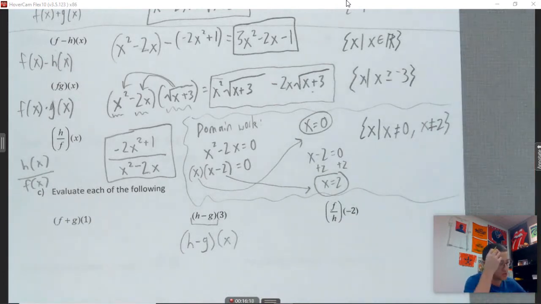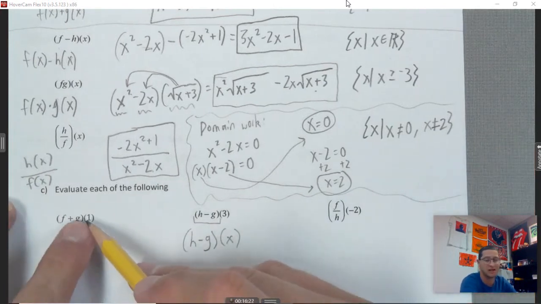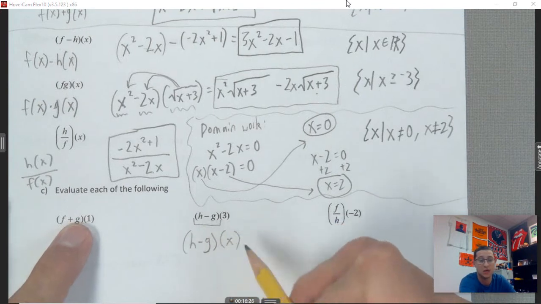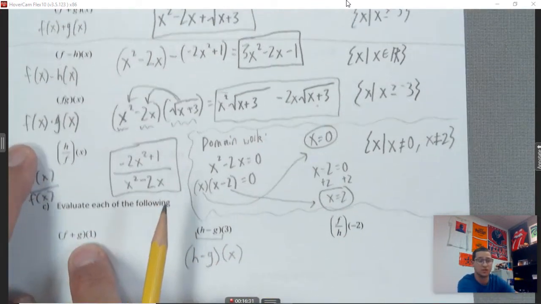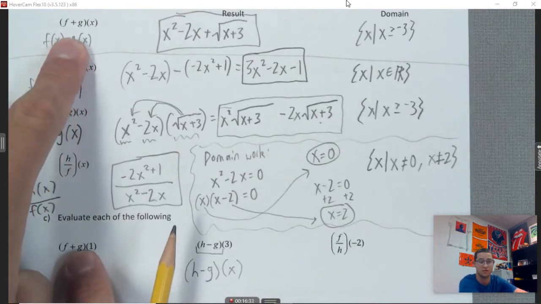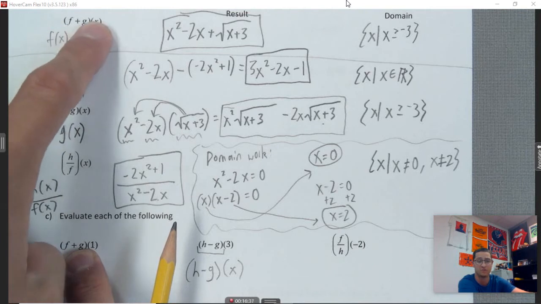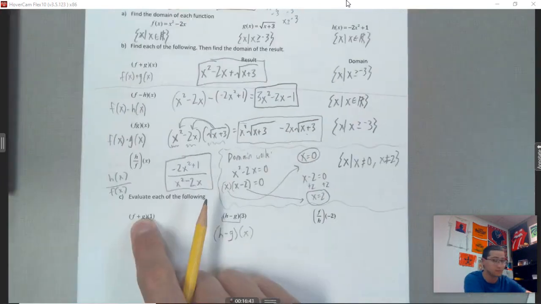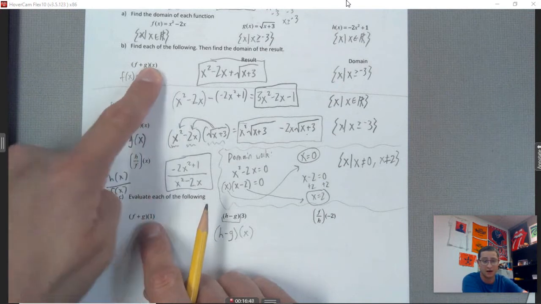Okay? So one thing over here that might be confusing is the notation. This is not the function times 1, or h minus g times 3. What this is, is a function. So f plus g of 1, right? Look at the similarities here. This is f plus g of x. Well, we know what f plus g of x is: it was just f of x plus g of x. So we took f of x and added it to g of x. The only difference here is now instead of x, I'm writing 1.